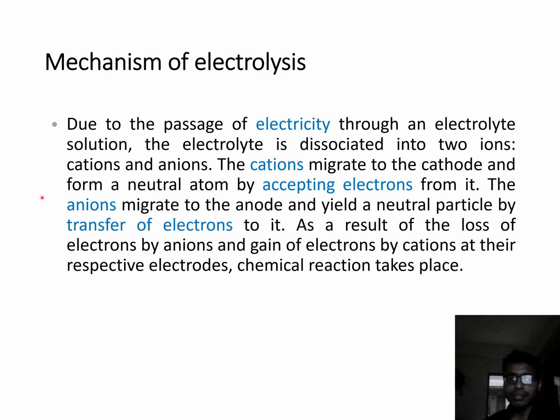Mechanism of electrolysis. Due to the passage of electricity through an electrolyte solution, the electrolyte is dissociated into two ions, cations and anions. The cation migrates to the cathode to form a neutral atom by accepting electron from it. So from the name cation, actually cathode comes, because cation is attracted by cathode and hence cathode is negatively charged. The anions migrate to the anode and yield a neutral particle by transfer of the electron to it. As a result of the loss of electron by anions and gain of electron by cations at their respective electrodes, chemical reaction takes place.